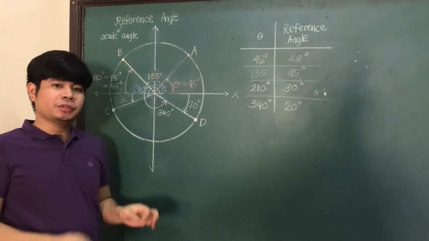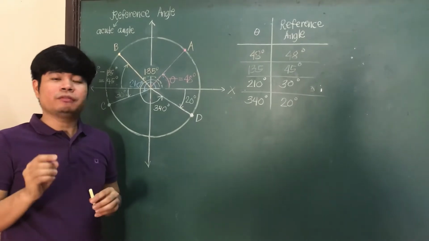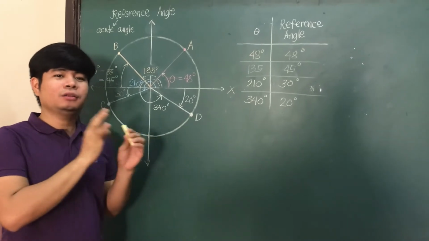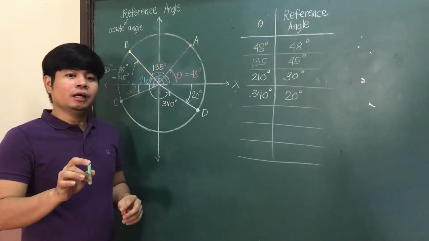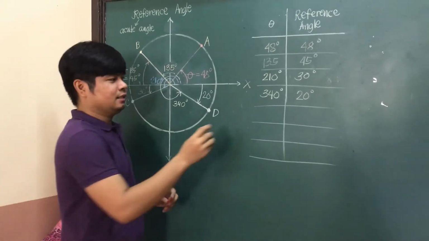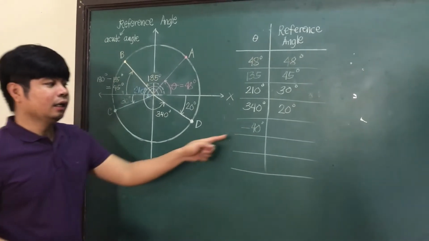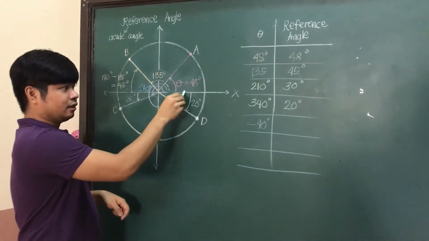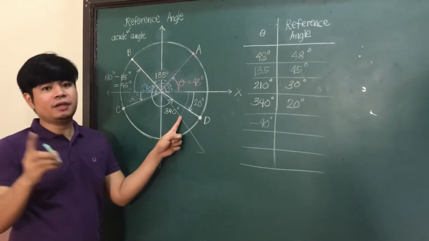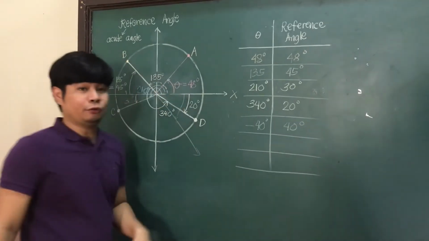From these examples, we will now create or generalize the rules in solving for the reference angles of each particular angle that lies on quadrant 1, 2, 3, and 4. But what if we have a negative angle? That is, the rotation is clockwise. Just like for example, we have negative 40 degrees. Remember that negative 40 degrees is just a representation of clockwise rotation. Let's say this is negative 40 degrees. And itself is an acute angle. Therefore, the reference angle is positive 40 degrees.